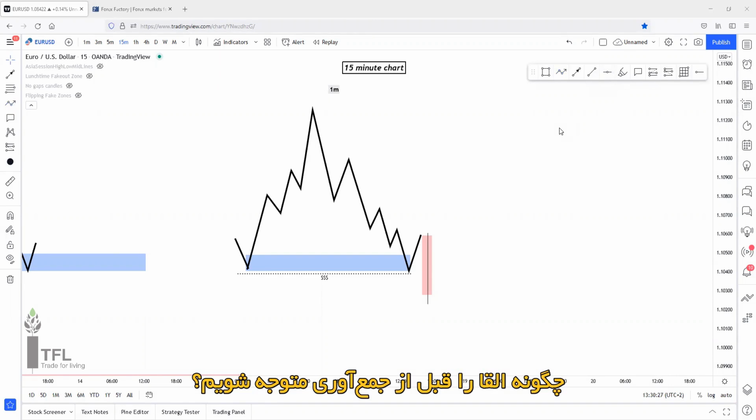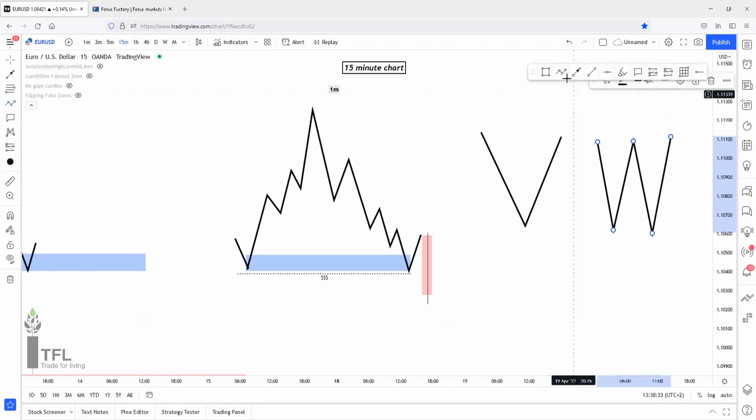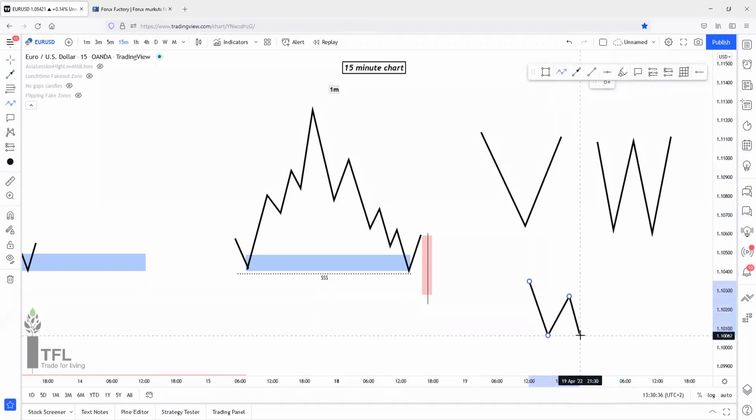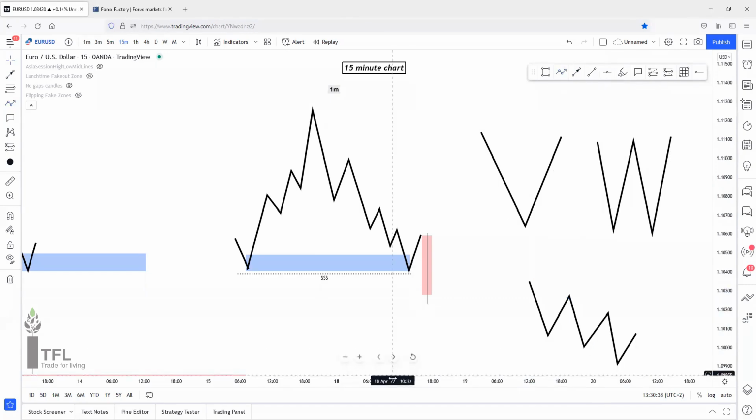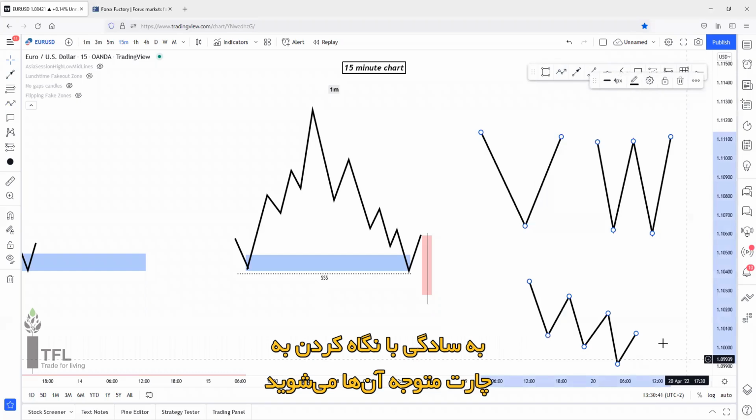How to recognize inducement before sweep? These are inducements, these are liquidities. You can just simply notice them by looking at the chart.